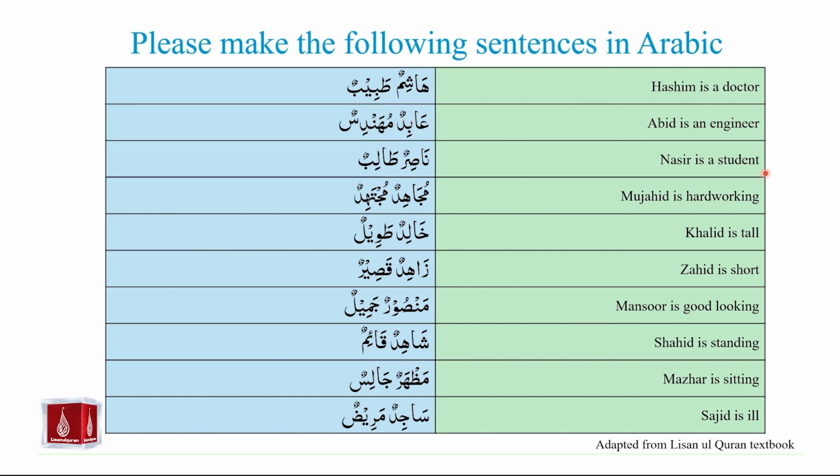Nasir is a student. Nasirun talibun. Mujahid is hardworking. Mujahidun mujtahidun. Khalid is tall. Khalidun tawilun. Zahid is short. Zahidun qasirun. Mansur is good looking.